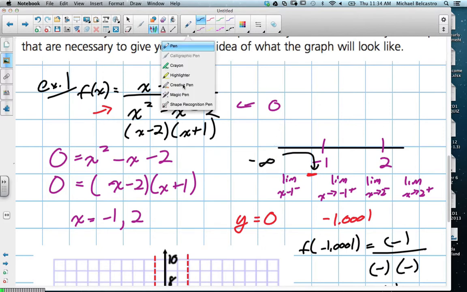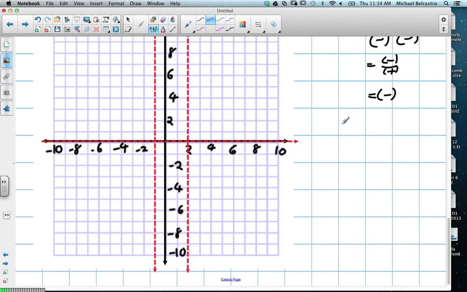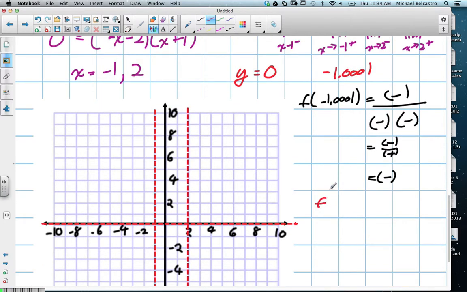We want to find the exact same idea when approaching negative 1 from the right. So we use a number that is slightly larger. We'll use f at negative 0.999. And we'll do it in black since we did the last one in black. Same idea.